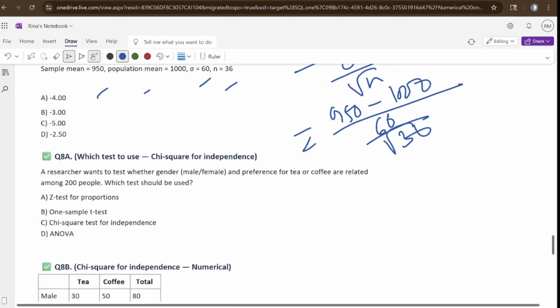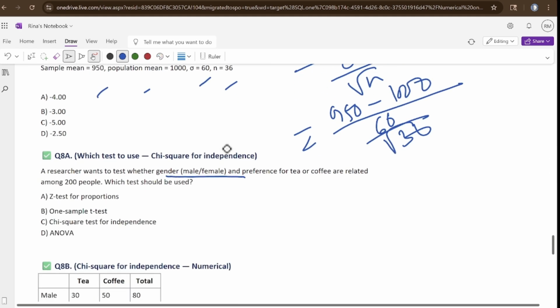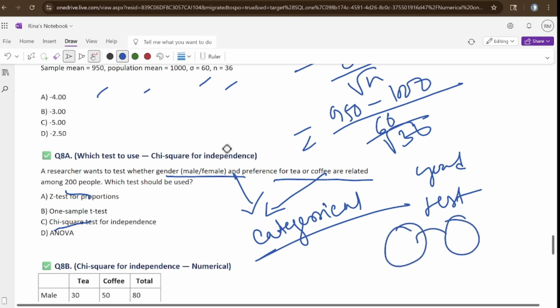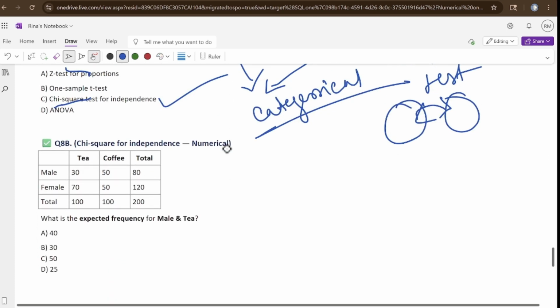Next one. A researcher wants to test whether gender and preferences are related among 200 people. Gender, preference of tea coffee. Categorical variable. So obviously you have to go for chi-square. Chi-square is of two types. Goodness of fit, test for independence. I told you to check whether two samples are associated or independent, you have to go for chi-square test for independence. Okay. Now let's do the numericals.